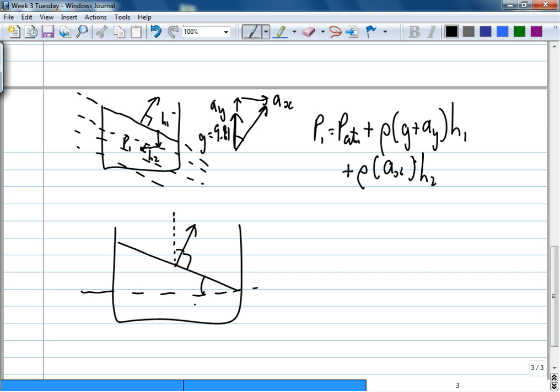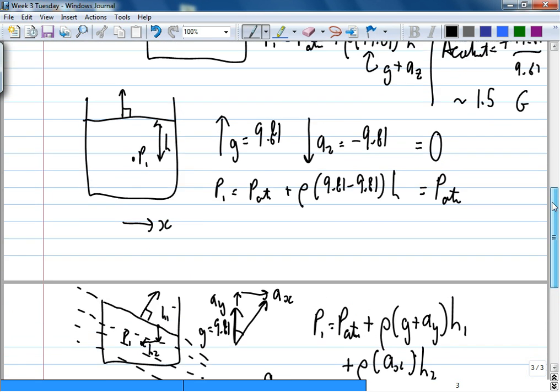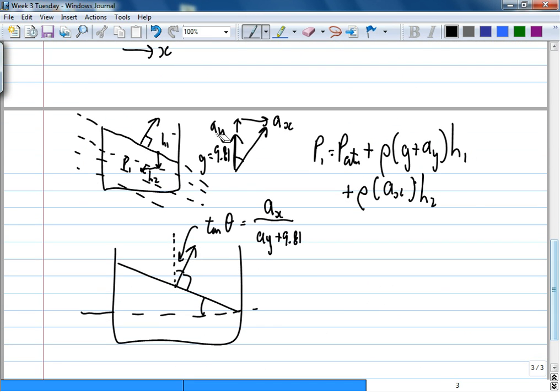This angle and this angle are the same, correct or not? This angle is tan theta equals AX over AZ plus 9.81. I wrote AY, or AZ now? Yeah, mistake, so AZ now.